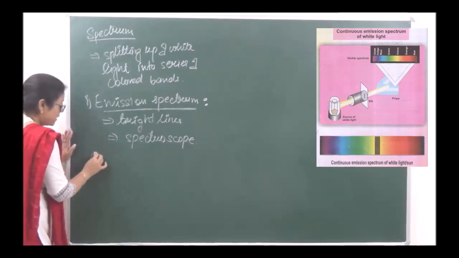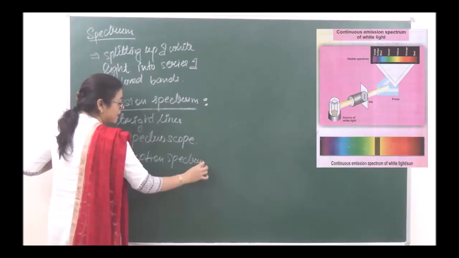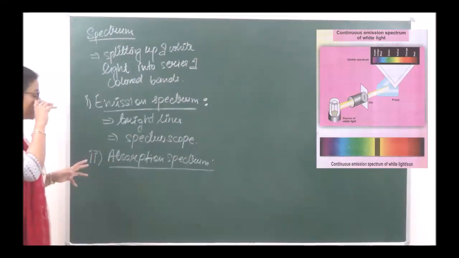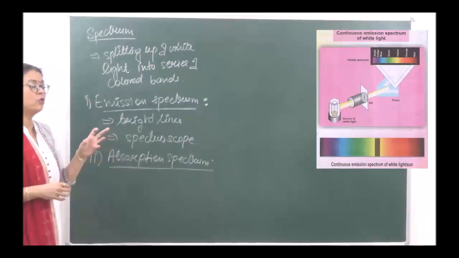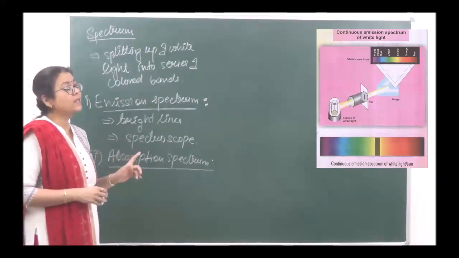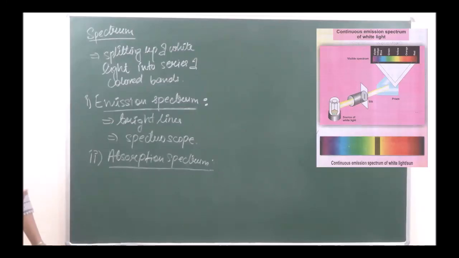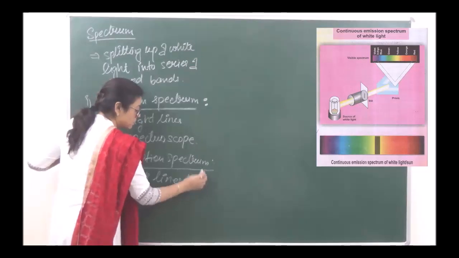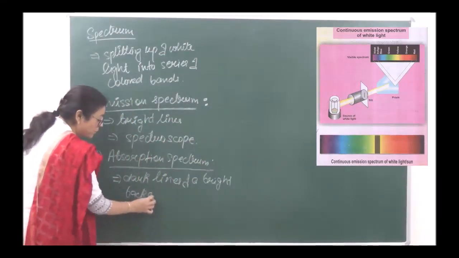Whereas the second type we have is absorption spectrum. As the word suggests, absorption means that we give a source of white light. That white light is first passed through a medium, which may be a gas or a solution. That medium is going to absorb certain radiations, right? Now if it is absorbing radiations from the visible region, then we do not get a colored spectrum. They are going to be dark lines. So in absorption spectrum we say that it gives dark lines on a bright background. This is the difference between the two.